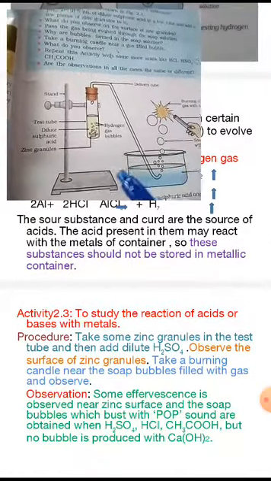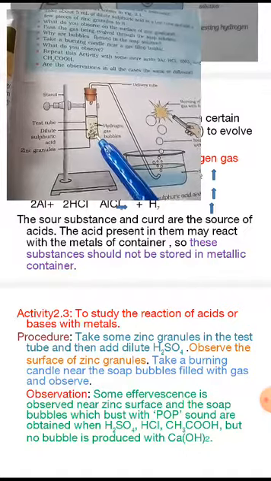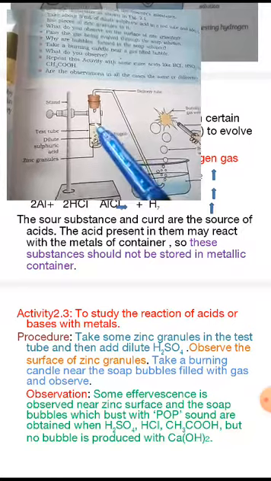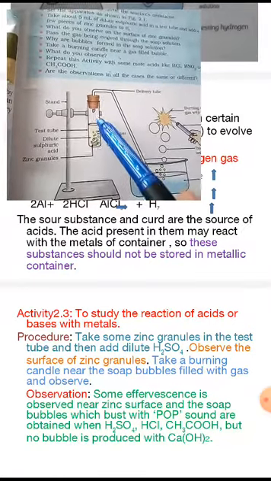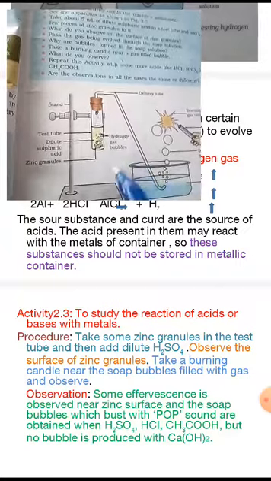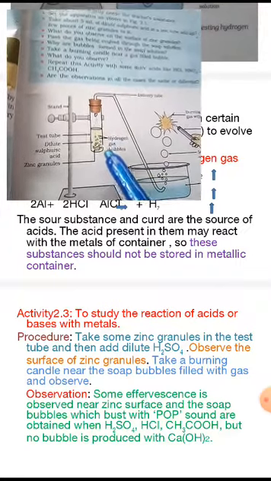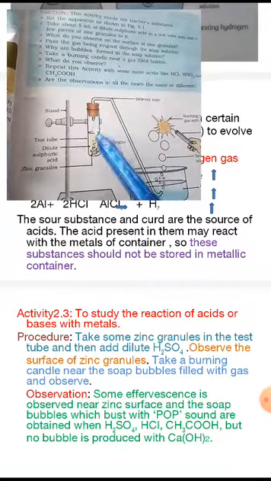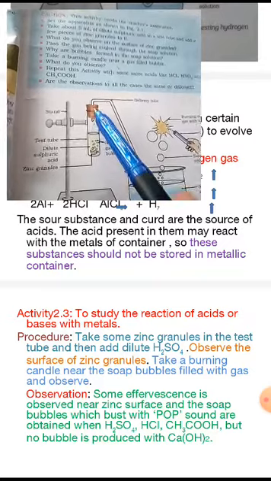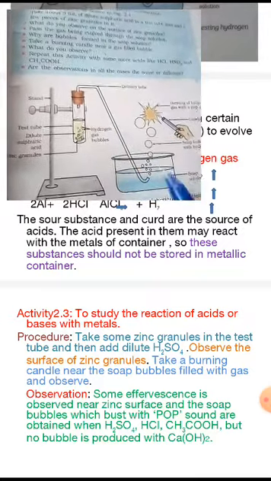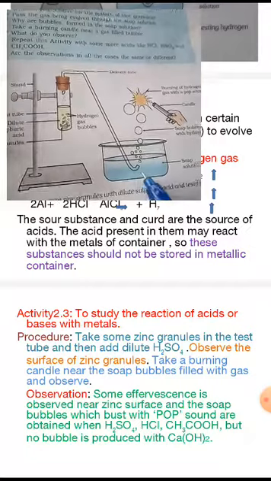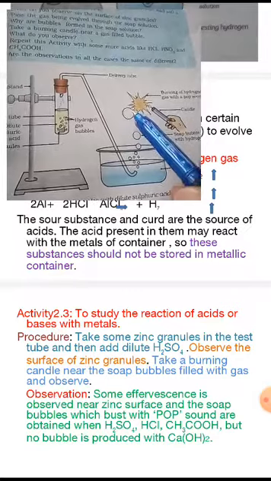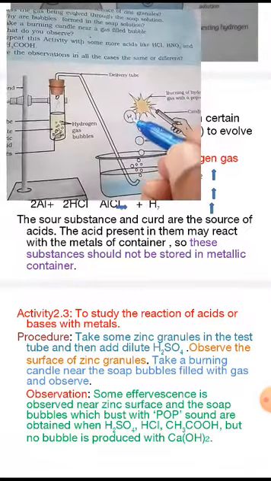See, observe the surface of the zinc granules. Here the zinc granules are there. Now you have to observe. From this we are observing effervescence, which means hydrogen gas is being evolved or released from this reaction. The released hydrogen gas enters this bent delivery tube. That means the hydrogen gas moves through the bent delivery tube, and finally the gas enters the soap solution and produces bubbles. These bubbles are filled with hydrogen gas.